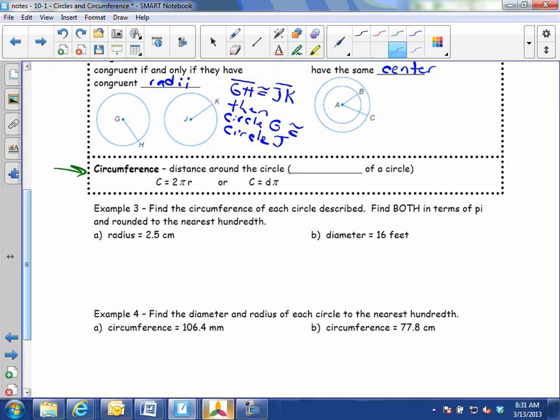So this is our circle. We have two different formulas. We can say circumference is equal to 2 times pi times radius. Or, since 2 times radius is equal to the diameter, we can just say diameter times pi.